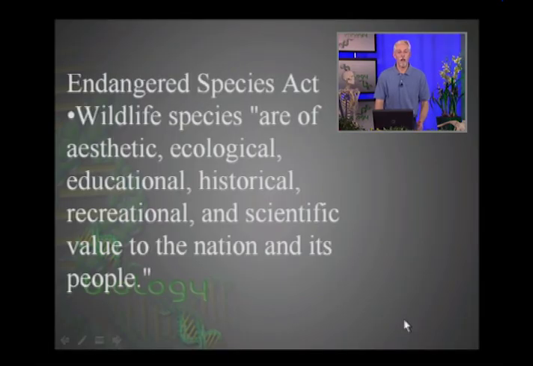Okay, now another thing I want to talk about is management of species. And one of the really important laws, I think, or acts of Congress in the last century was the enactment of the Endangered Species Act. And the Endangered Species Act does a lot of things. One of the things is that it establishes the value of wildlife, stating that they're of aesthetic, ecological, educational, historical, recreational, and scientific value to the nation and its people. And I wholeheartedly agree with that principle.